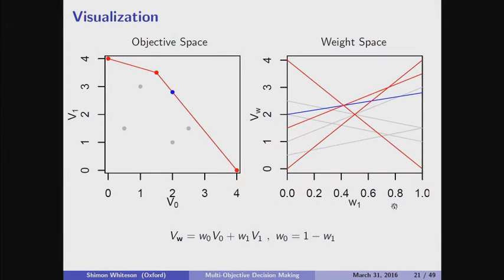Okay. So we can visualize this in two ways, by looking at objective space and weight space. These figures are very important for understanding everything that comes later, so I will do my best to make this clear. On the left-hand side, we have objective space.